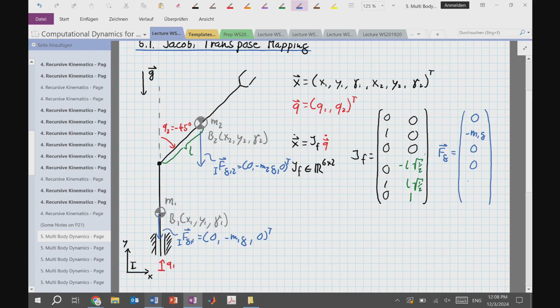And then I do the same for body 2, so no force in x direction, minus m2 times g in y direction, and again, no torque. So that's kind of important, that I'm mixing here forces and torques. This is a torque, this is a torque, the others are forces. If I think about gravity, it's always going to have that structure, but I could write this whole thing much more generally.